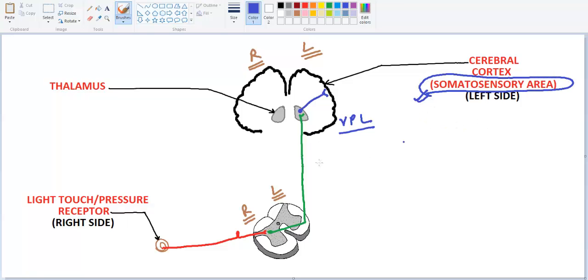Now in our example, the receptor and the sensation began on the right side, while the cortex that received the information was of the left side. Makes sense. Now this is how the light touch and pressure sensations reach the brain.